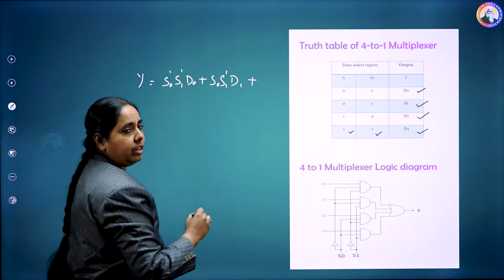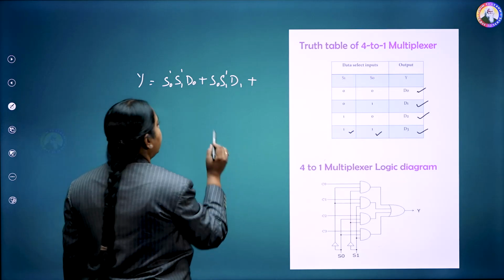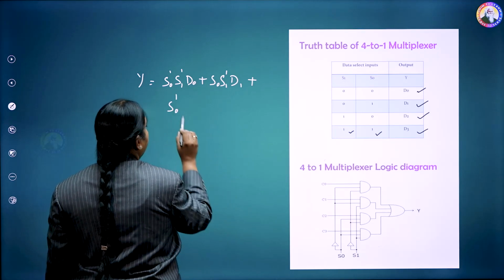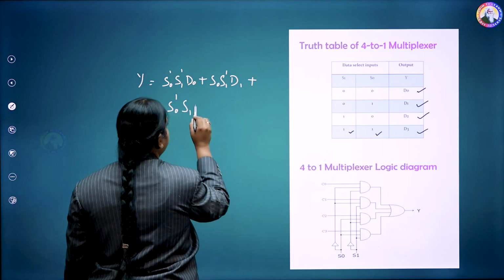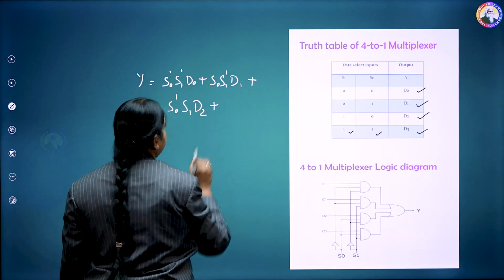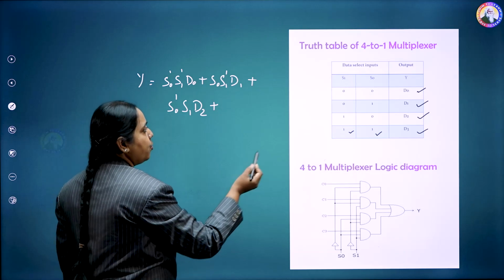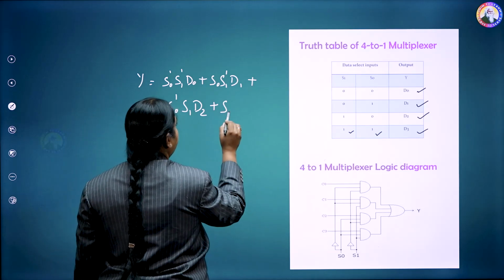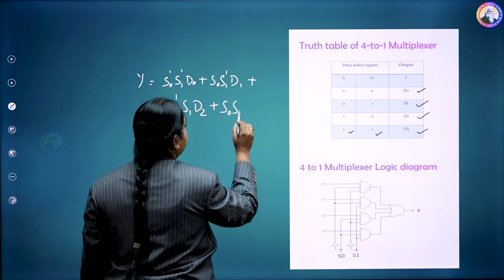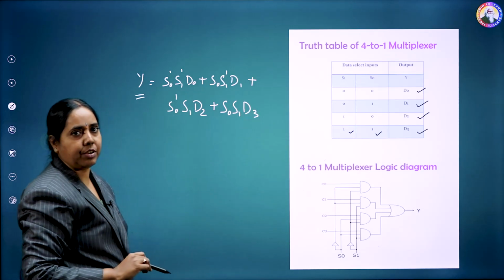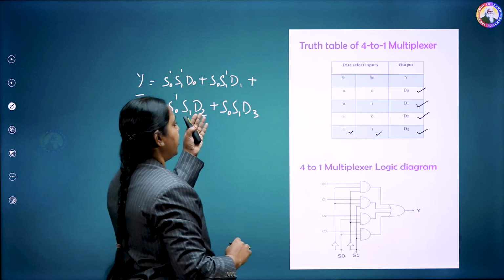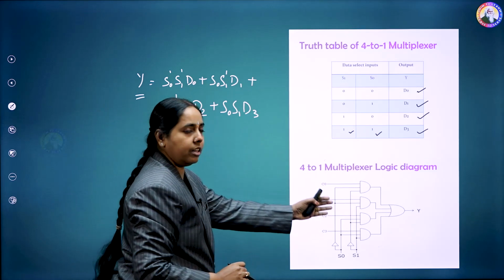plus, coming to the third input. S0 is 1 and S1 is 0, so S0, S1 bar, and the input is D2, plus the fourth input, that is 1 1. So S0 is 1, S1 is 1, and the input is D3. So this is the output equation that I am having. For this equation, I am drawing the logic diagram.